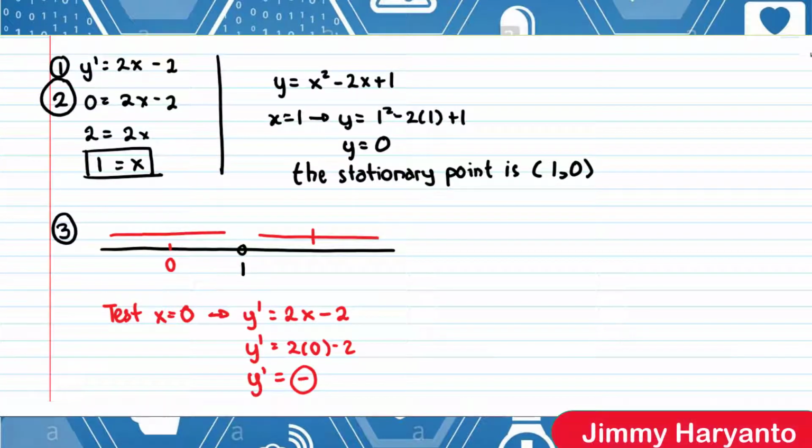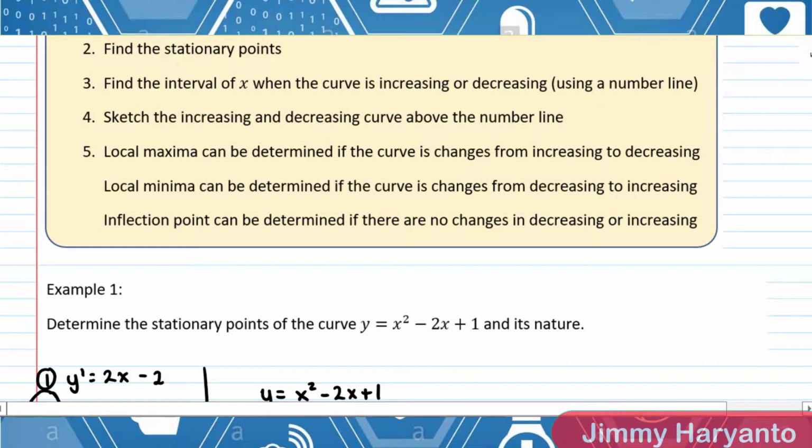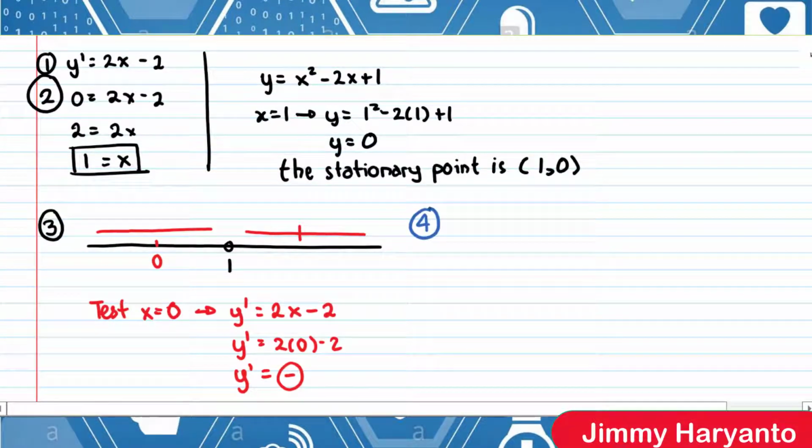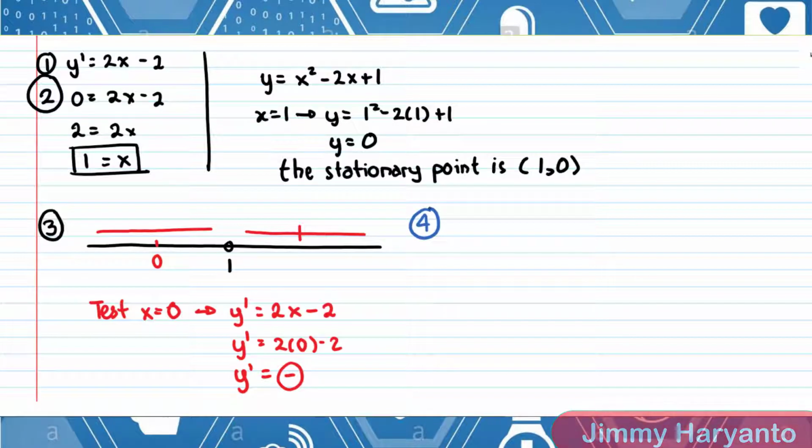Okay, so as I told you before, we have to sketch a little bit in step number 4. For step number 4, we have to sketch whether the curve is increasing or decreasing. Please remember that when the sign is negative, the curve is in decreasing state, and if the sign is positive, that means the curve is in increasing state. So this one is decreasing.